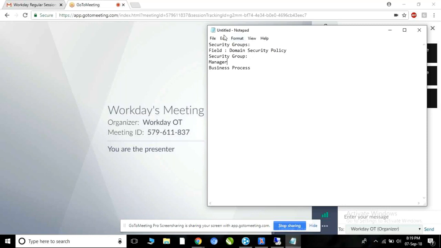So anything which is related to the access part in Workday system is being covered by the security group. And one such security group example is manager. That is, a manager managing his employees can do these things. So any person who is hired in a company as a manager will be assigned to this particular security group, which is called manager.